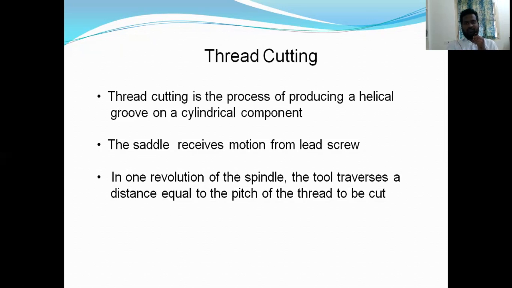There is a slow motion of the spindle. Slow speed is needed. So by one rotation of the spindle, the tool traverses the distance equal to the pitch of the thread to be cut. This is achieved by a gear train. So thread cutting is the process of producing helical grooves on a cylindrical part. The saddle receives the motion from the lead screw, and this traverse distance per revolution of the spindle is achieved by a gear train.